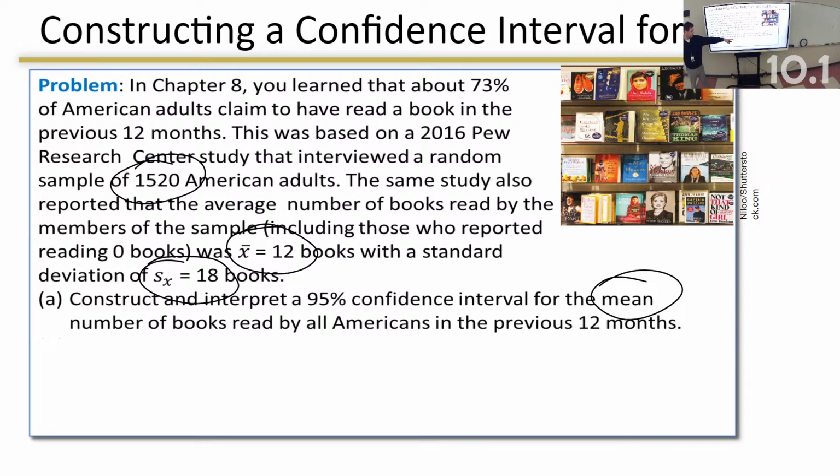read by all Americans. That's when I put it in context, I'm going to put down what they asked me to do. They asked me to construct and interpret a 95% confidence interval for the mean number of books read by all Americans. That helps you make sure we're alluding to the population. So that's what I'm going to write. Go into that question and find out what you're going to write.